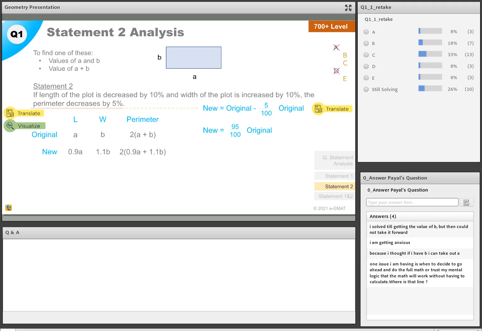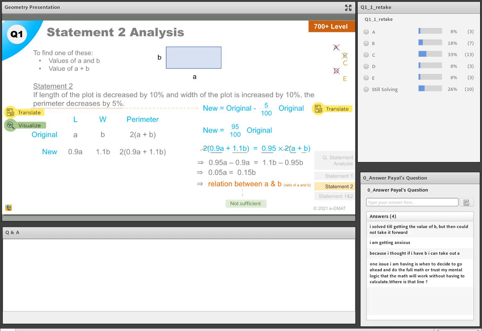Perimeter decreases by 5%. Now here, I have written down new is equal to original minus 5 by 100 times original. I don't want you to write that statement down. The reason why I wrote that down over here was just to show that you should not be writing that down. You should right away say new is equal to 95 over 100 times original. Okay. And that's the level of agility that you will develop as you go through the quant basics course. Okay. So now you have this equation.